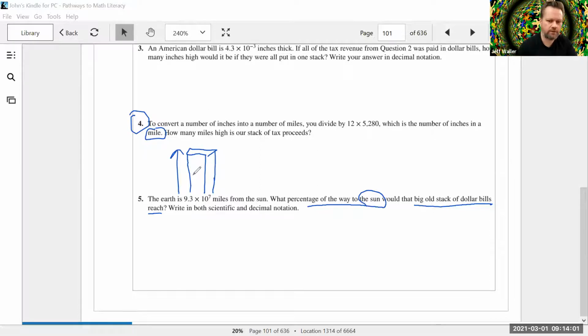I don't care. So here's your money, and you stacked it all up. And from number 4, you're going to know how many miles high it is. And then they tell you how many miles it is to the sun. So somebody give me a number. Give me just a fake number, a nice number. How many miles high is your money stack?